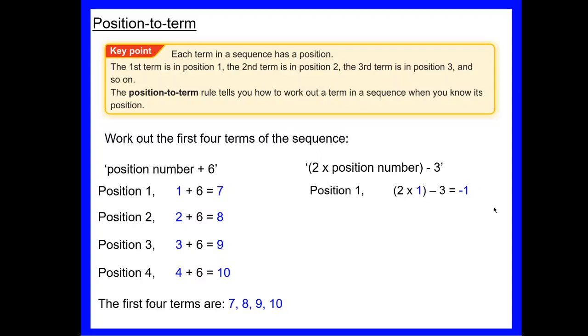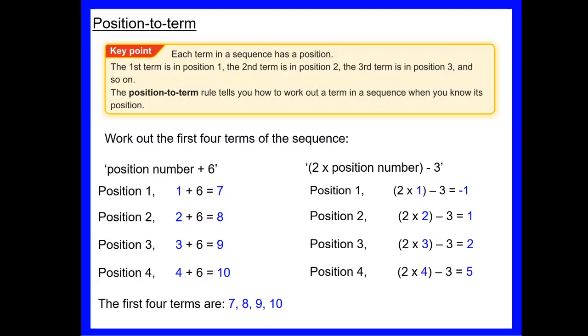For position 2, we're going to do 2 times 2, which is 4, minus 3, which is 1. Position 3 is 2 times 3 minus 3, which comes to 3. And position 4 is 2 times 4 minus 3, which equals 5. So the first four terms in this sequence are minus 1, 1, 3, and 5. So you can see each time we've simply swapped position number for the number we want. And in this case, we wanted the first four, so that's numbers 1, 2, 3, and then 4.